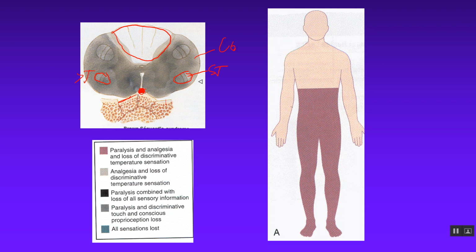The other thing they're going to have is the more vertical track signs. Here, the lateral corticospinal tracts are involved on both sides. So everything below C6 is paralyzed.